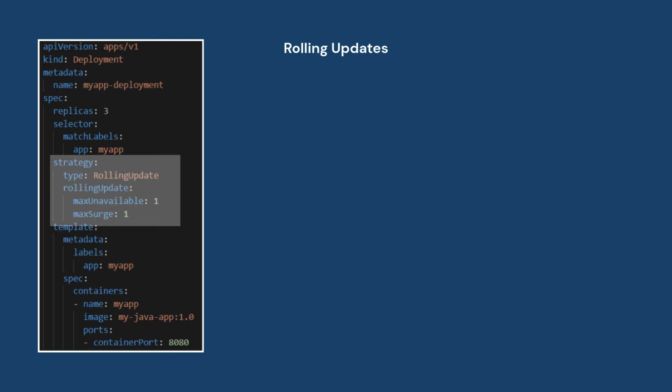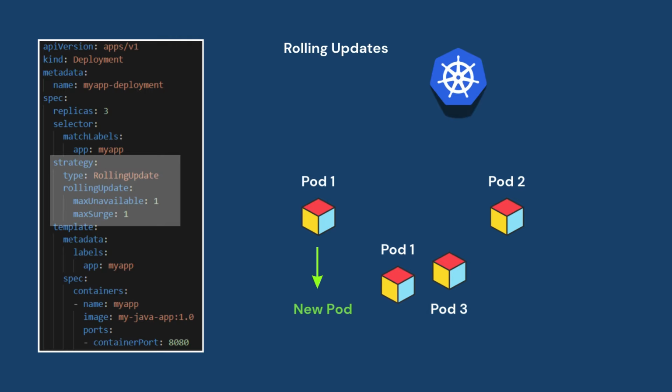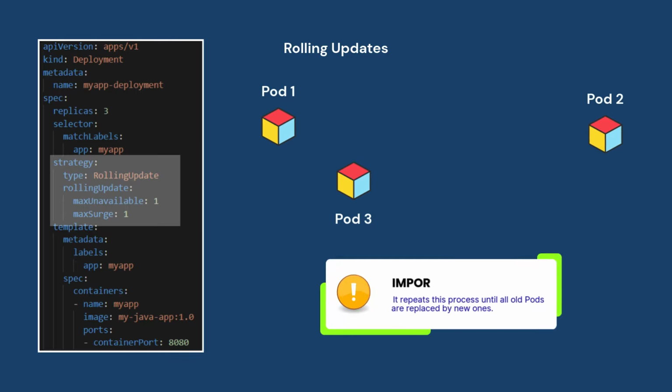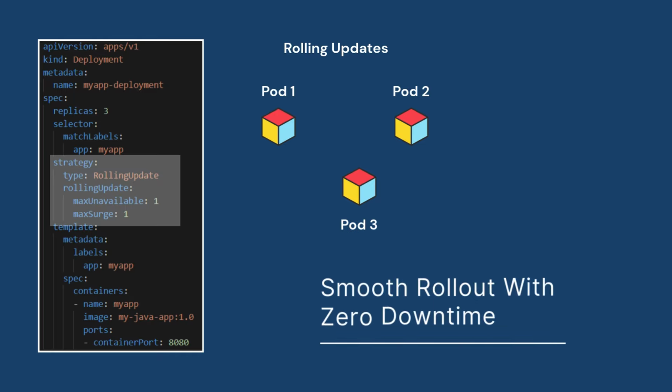So we have 3 replicas. Here's how it plays out. Kubernetes might create one new pod, so temporarily 4 pods in total can run. Then it terminates one old pod, so back to 3 running. It repeats this process until all pods are replaced by new ones. This way, you get smooth rollouts with 0 downtime.